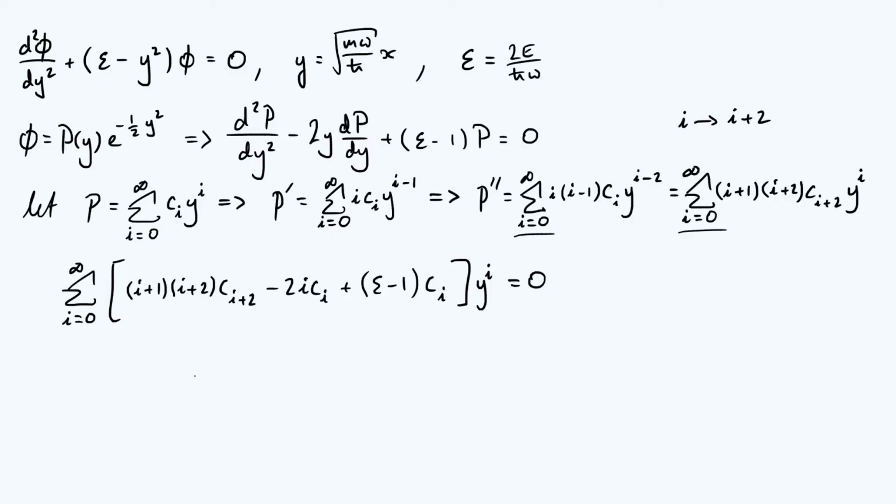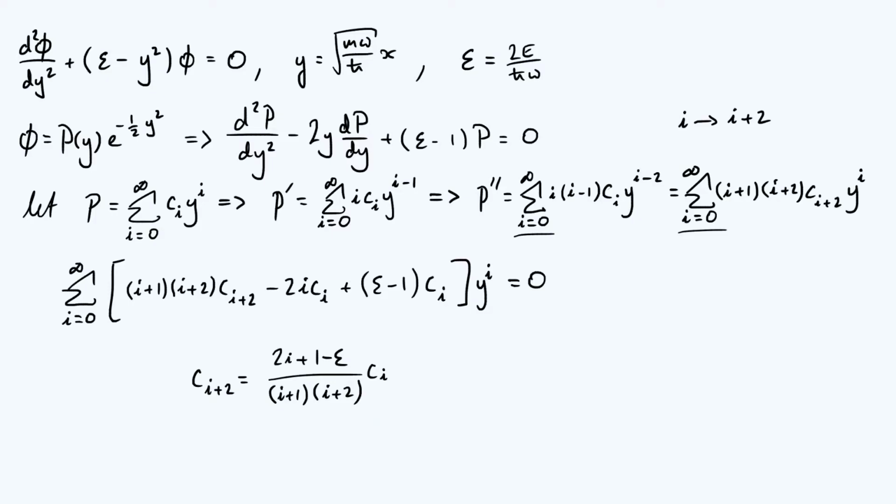If we just quickly rearrange that and make c_{i+2} the subject, you get c_{i+2} equals, well, you're going to have a 2i times c_i term from that middle term when you take it over to the other side, and you're going to have a plus 1 minus epsilon, again from taking this epsilon minus 1 over to the other side, all of that times c_i. Your denominator is just going to be (i+1)(i+2) from doing that division at the final step. So there is your recurrence relation for the (i+2)th coefficient in terms of the ith coefficient.